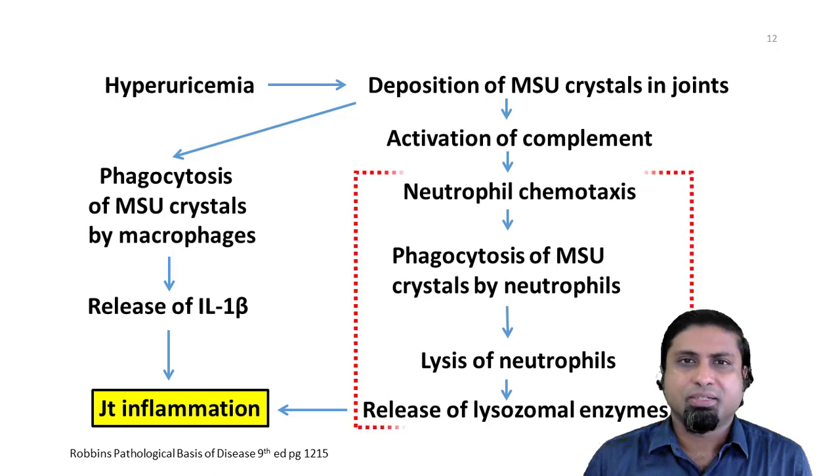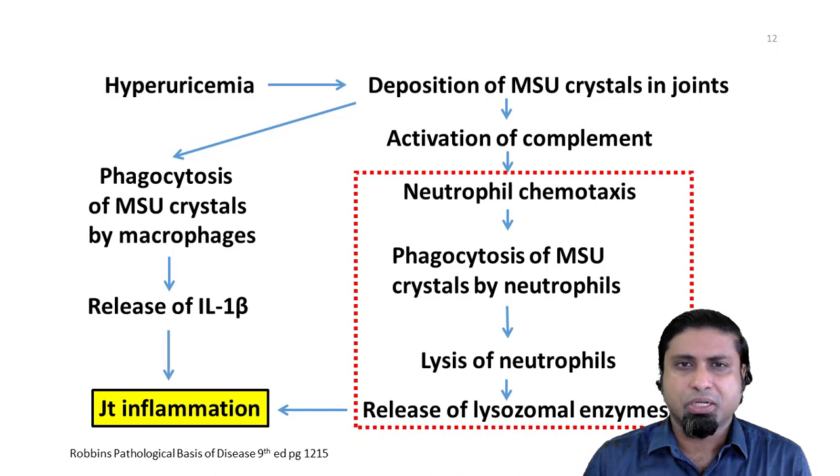As we shall see later, there are drugs which target the activity of the neutrophils, drugs which inhibit the chemotaxis of neutrophils and the release of pro-inflammatory substances by the neutrophils. The drug we are talking about is colchicine, and we shall see a lot more about colchicine in the later slides.